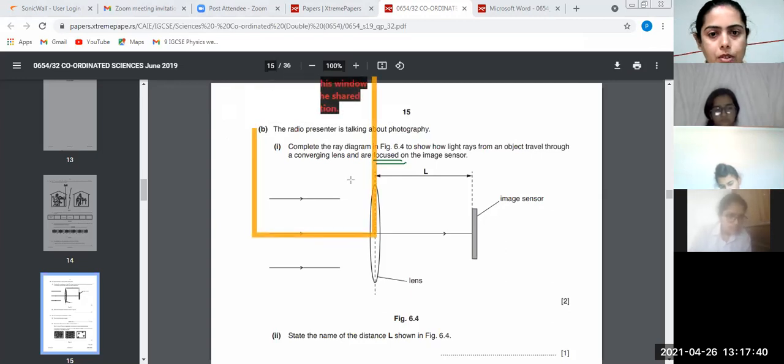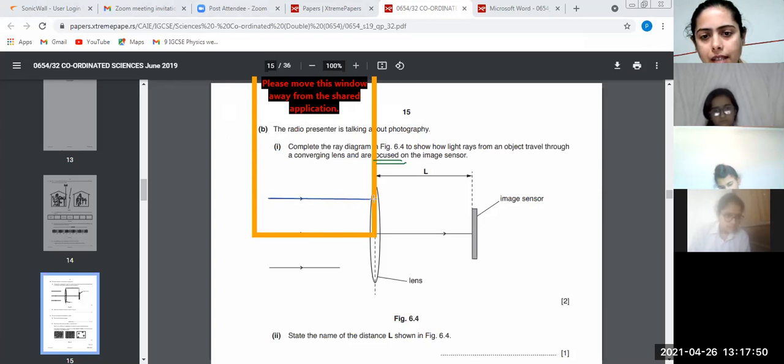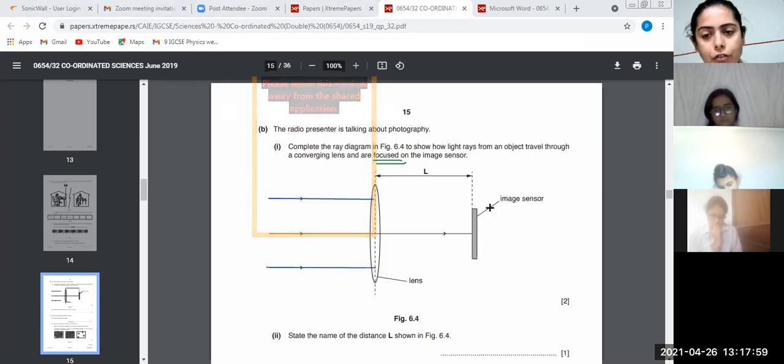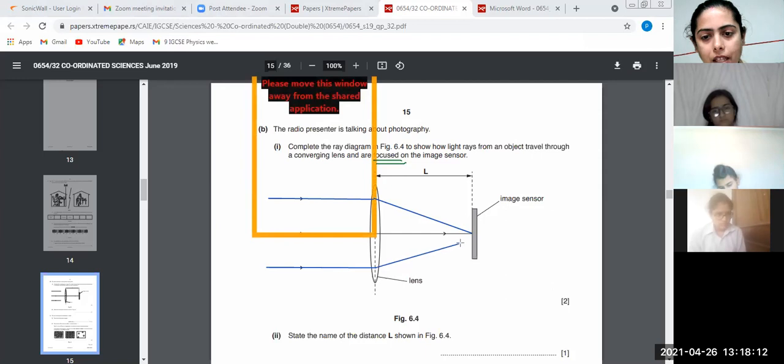Okay, so let's do it on the screen. This parallel line will go the same way till the middle of the lens. This parallel line also goes the same way till the middle of the lens. Now it is getting focused onto the image sensor. It means it is going to intersect here. You know, where the two lines intersect, the formation will take place there.